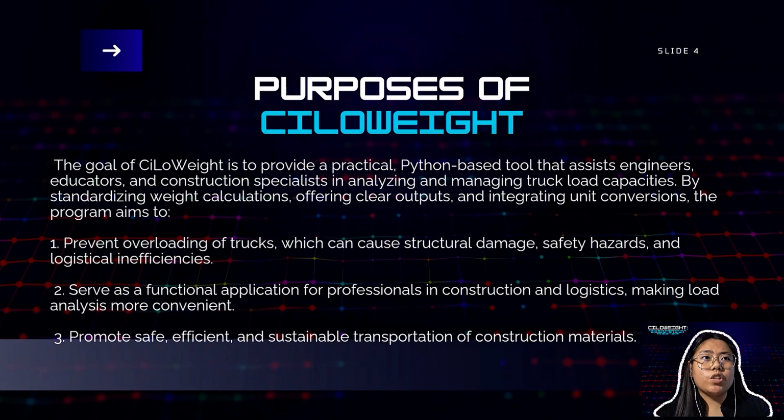So the Silhouette project is a Python-based tool designed to help engineers, educators, and construction professionals manage truck load capacities more effectively. By standardizing weight calculations, providing clear and analytical outputs, and supporting unit conversions, it ensures accurate load management. Specifically, the program aims to prevent overloading, digitize load calculations, and promote safe, efficient, and sustainable transport.